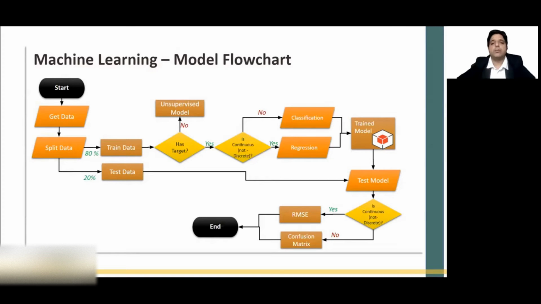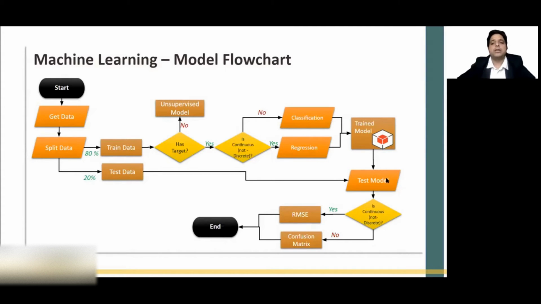I repeat one more time quickly. Get the data, split the data into training and test. 80% and 20%, it's not mandatory. You can split it into 75-25, 70-30, but 80-20 is the default. Next, you would figure out if there is a target in your data set. In our data set, yes, the target was the price. Next, you will figure out if the target is continuous or discrete. In our case, it was continuous, so we will use regression.